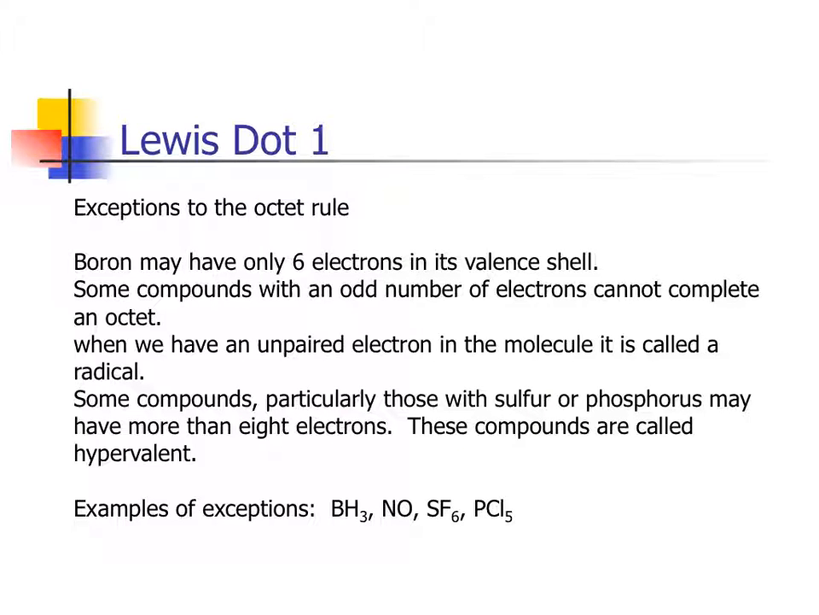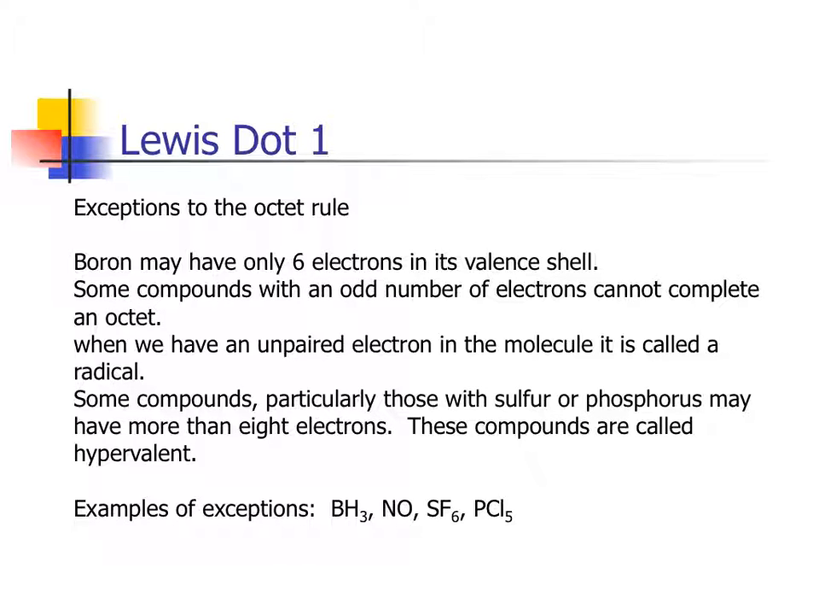So we talked about some of those exceptions to the octet rule, and boron is definitely another one. It only will have 6 electrons in its valence shell. That's the most it can have. Some of the compounds with other odd numbers: boron is 1, aluminum and gallium and indium would be other ones as well, but boron is the one that we use the most, so it will only have 6, as you can see in some of the examples here.